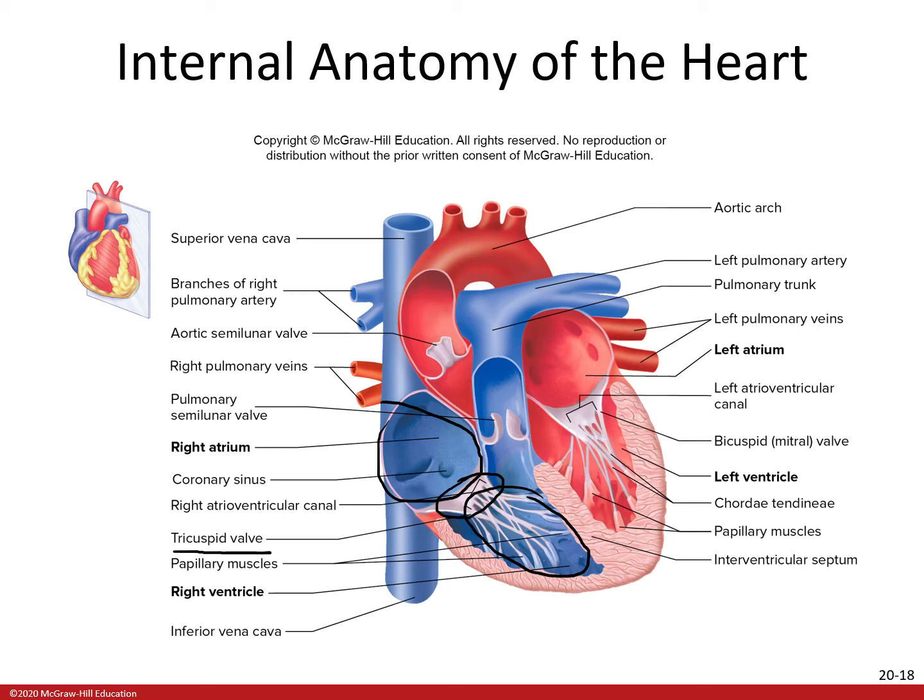So blood is going to come in through the superior and the inferior vena cava into the right atrium. From the right atrium, we're going to pass through this tricuspid valve and into the right ventricle. From the right ventricle, we're going to go up into the pulmonary trunk, but not before we pass through this other valve, which is known as the semilunar valves.